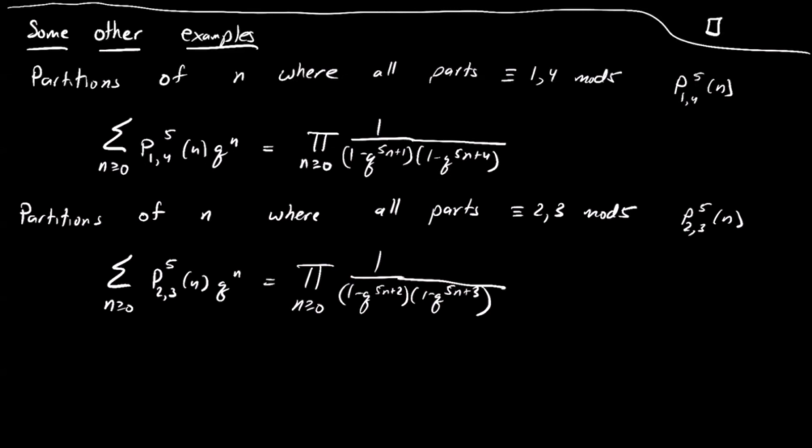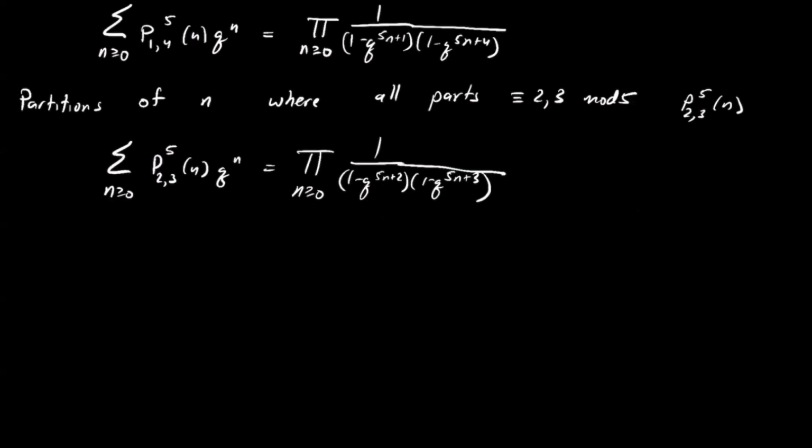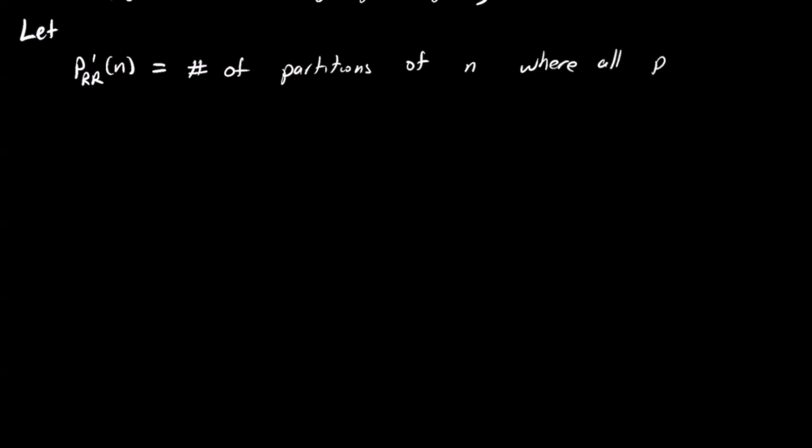But let's look at some more complicated examples, because right now these are some very simple examples of generating functions. So let's look at one that's a little bit more interesting, where some more counting might be involved. So I'm going to define two functions. I'll say let p sub rr upper 1 of n. So again, this is not a standard notation. This is just a notation I'm making up for this video. This is going to be the number of partitions of n where all parts differ by at least 2.